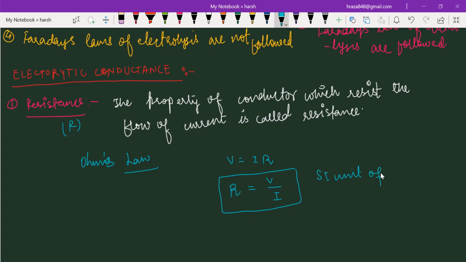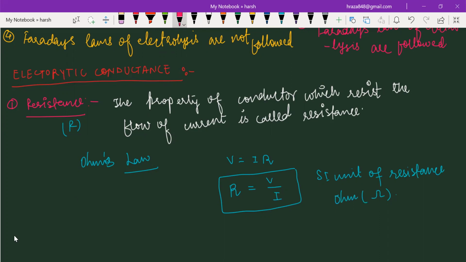The SI unit of resistance is ohm, right? It's ohm. Be confident. It is ohm and it is denoted by this symbol. I'm going to write it.